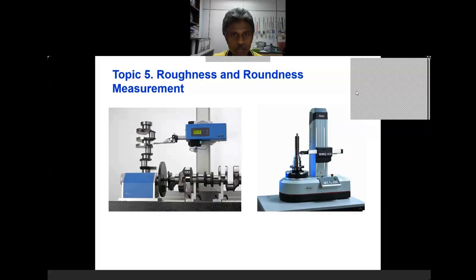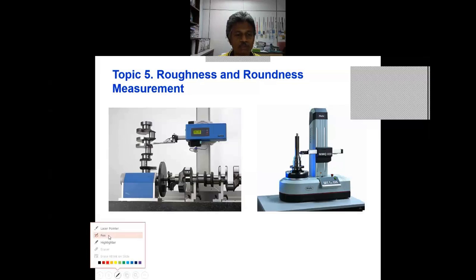Okay, so surface metrology itself you can divide into contact and non-contact types. So we're going to look at only the contact method because the non-contact optical methods are outside our scope for this particular course. So we look at what are known as roughness and roundness. So you need to understand the concept of roughness and roundness before we go into the detail.